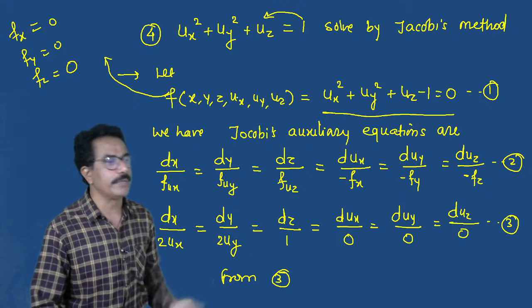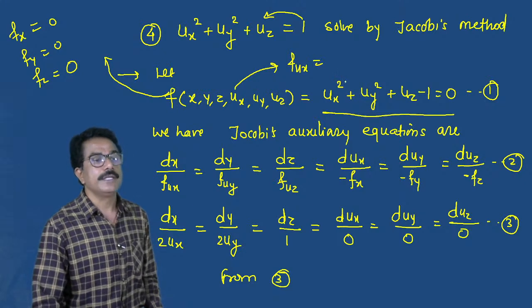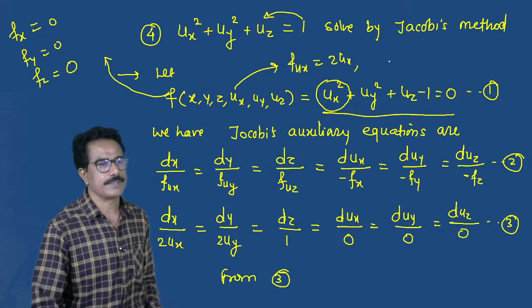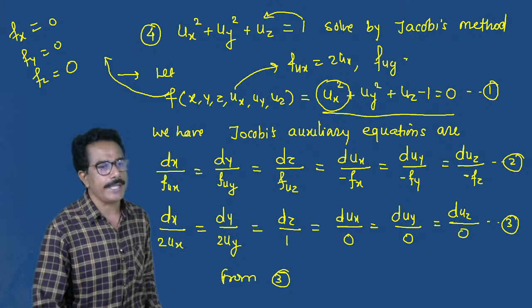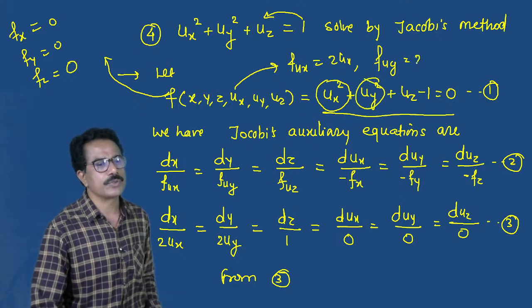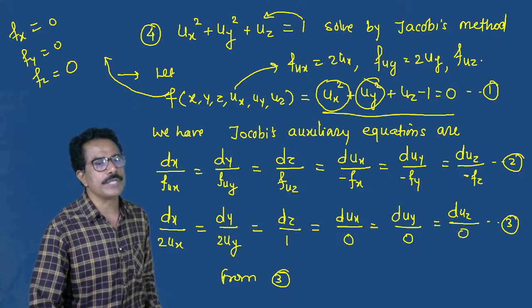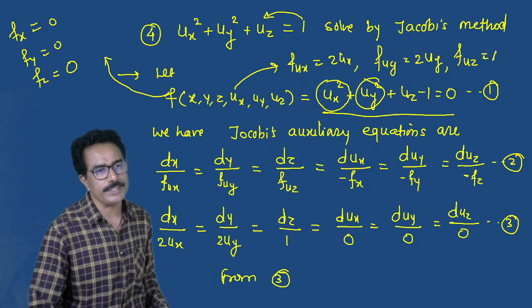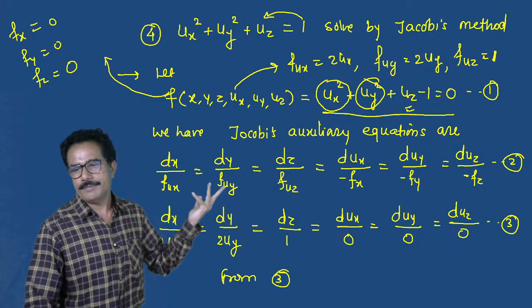Now we shall move towards f_ux. There is a ux square, so its derivative is 2ux. Is it okay? Again we have to calculate f_uy. So uy square, so 2uy. Again we have to calculate f_uz. That is uz is 1, so it will be 1. The uz term is simple, it is not squared, therefore 1 comes.